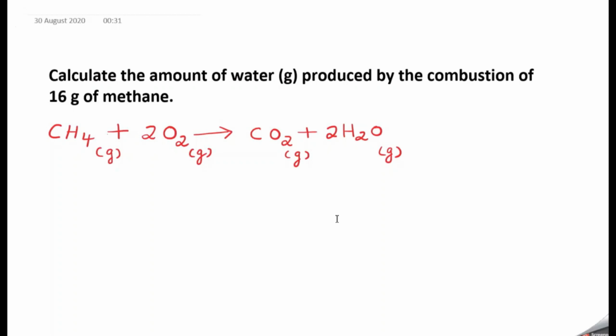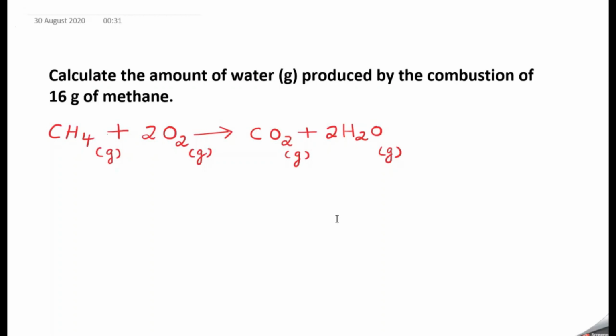So the first question that we are going to discuss here is, I hope you could see the question. Calculate the amount of water produced by the combustion of 16 gram of methane.